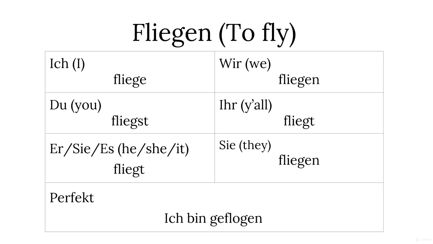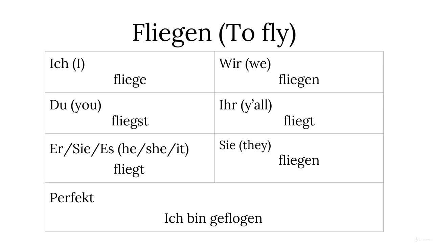Let's try with the verb to fly. First of all, think about it. To fly, it does sound like a verb that you move in it. Therefore, we use sein in the Vergangenheit. But before that, let's see how we can use it in the present. Ich fliege, du fliegst, es fliegt, wir fliegen, ihr fliegt, and sie fliegen.